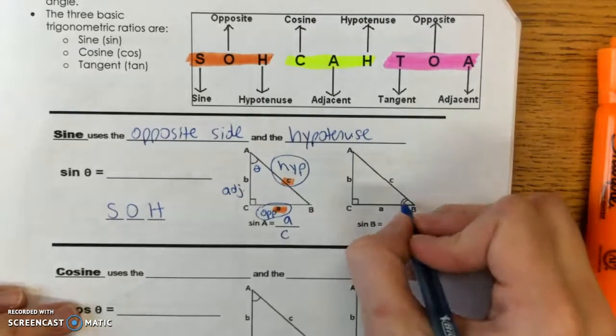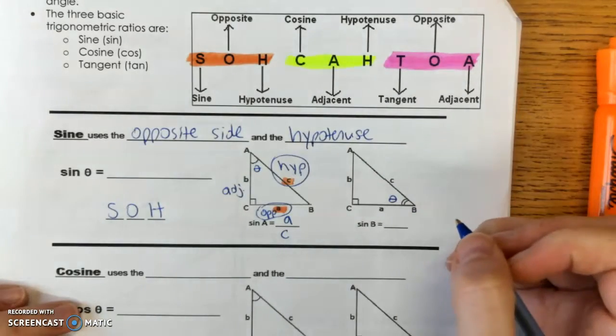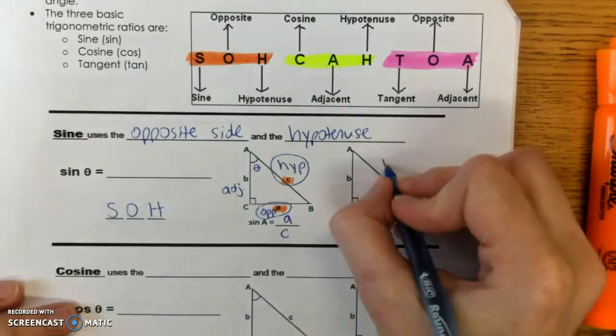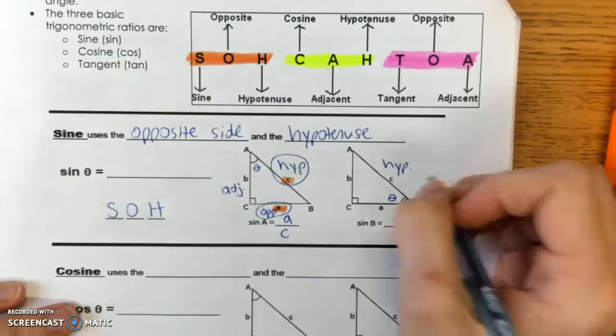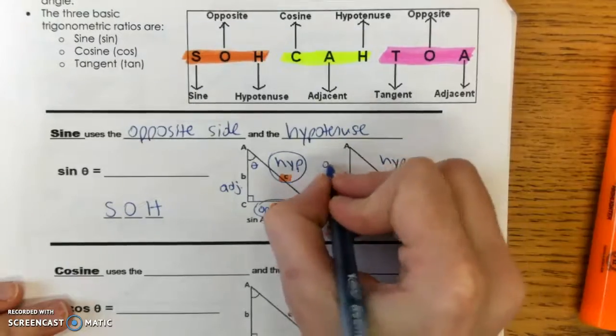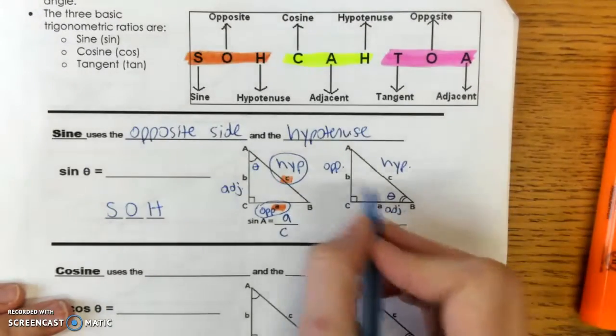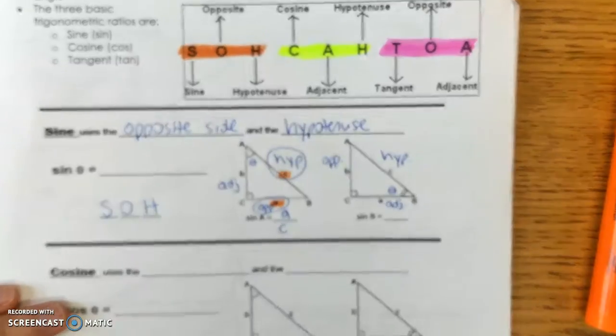For sine of B, now my angle of perspective changed. This is my theta. I need to relabel the triangle. So the hypotenuse never changes, right? It's always the longest side. But now my opposite side changes. Opposite is across from theta, adjacent's the last side left.